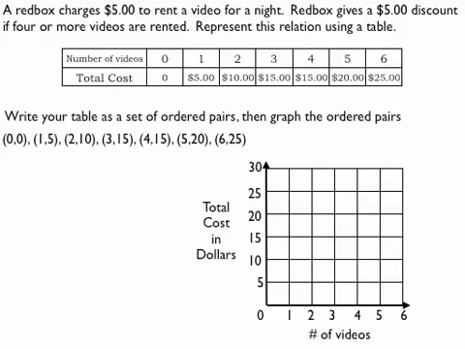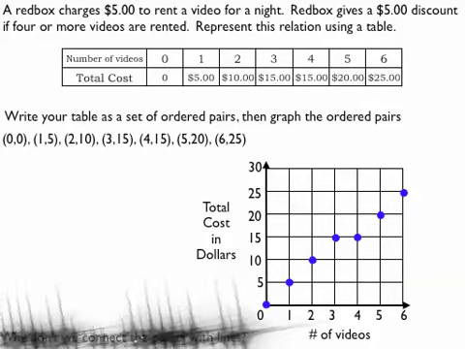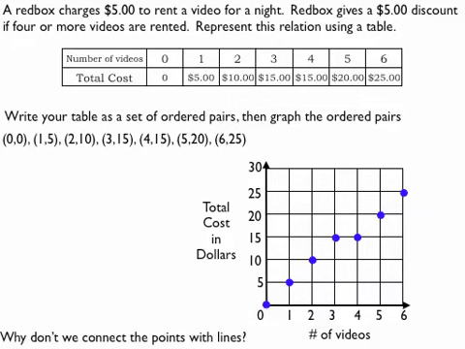Now we're ready to plot some ordered pairs. 0, 0, 1, 5, 2, 10, 3, 15, 4, 15, 5, 20, and 6, 25. Now what I want you to think about for tomorrow, and we'll go over this in class, is why am I not connecting these points with lines? Or should I connect them with a line? Think about that, and we'll talk about it in class tomorrow.